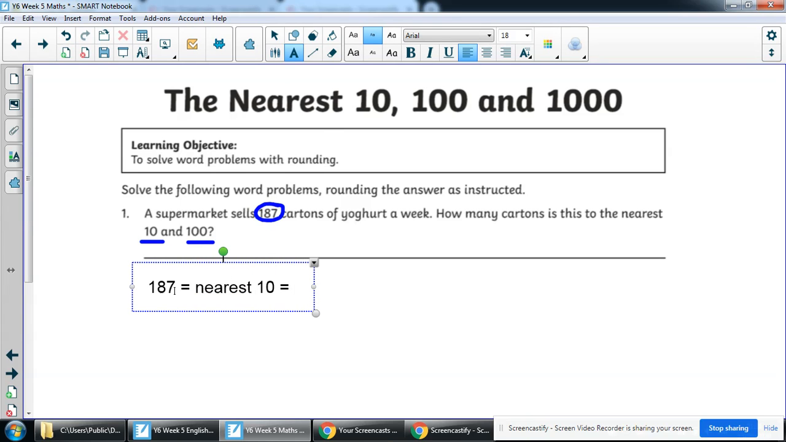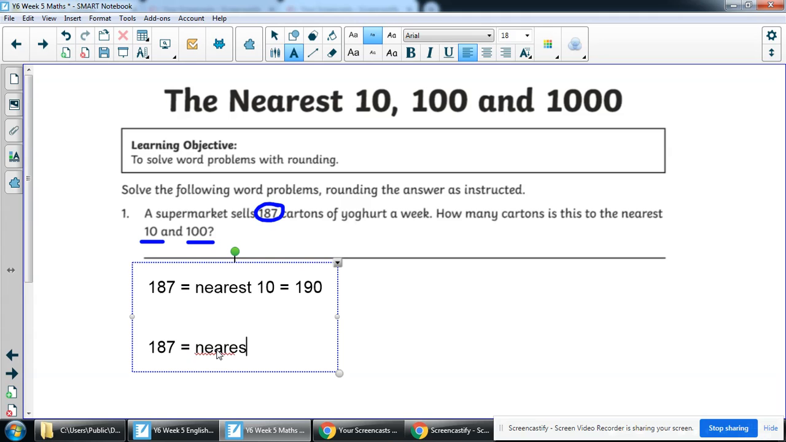So we have to make sure we look at the units column, which is a 7, which is 5 and above. So it would be 190. That would be to the nearest 10. However, 187 to the nearest 100, we have to focus on the tens column, which is 8, which is a high number, 80. So you wouldn't round it down to 100, you would round it up to 200. It's literally asking you that, but it is in a word problem format. That is what I want you to do today.